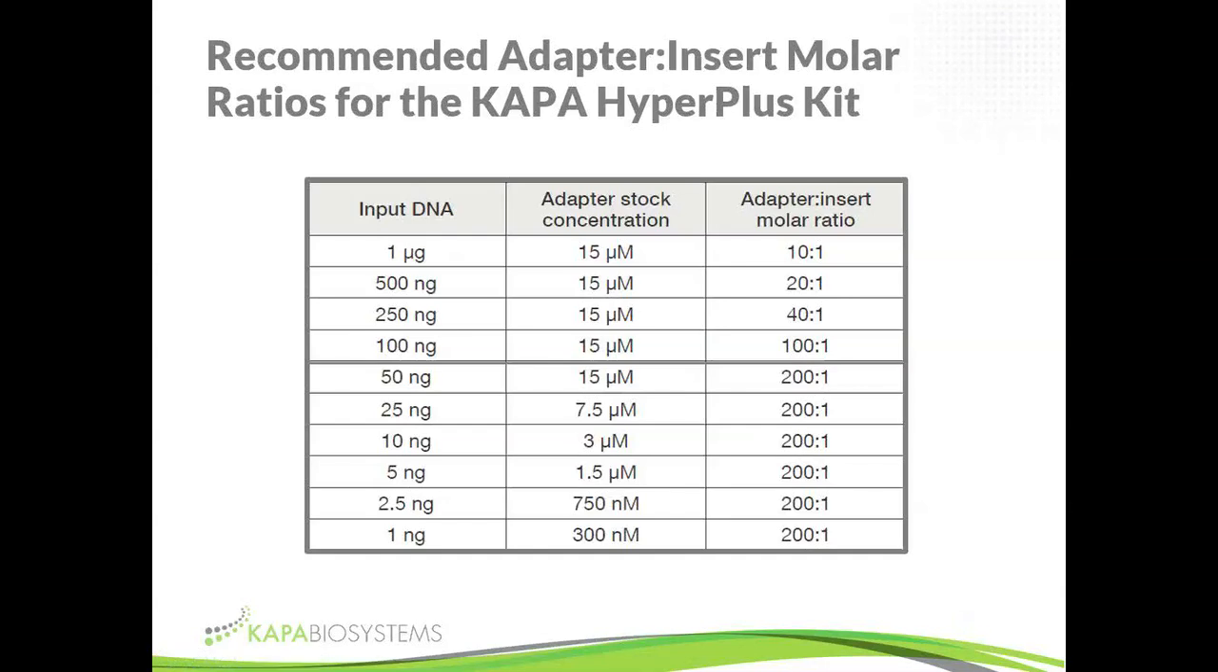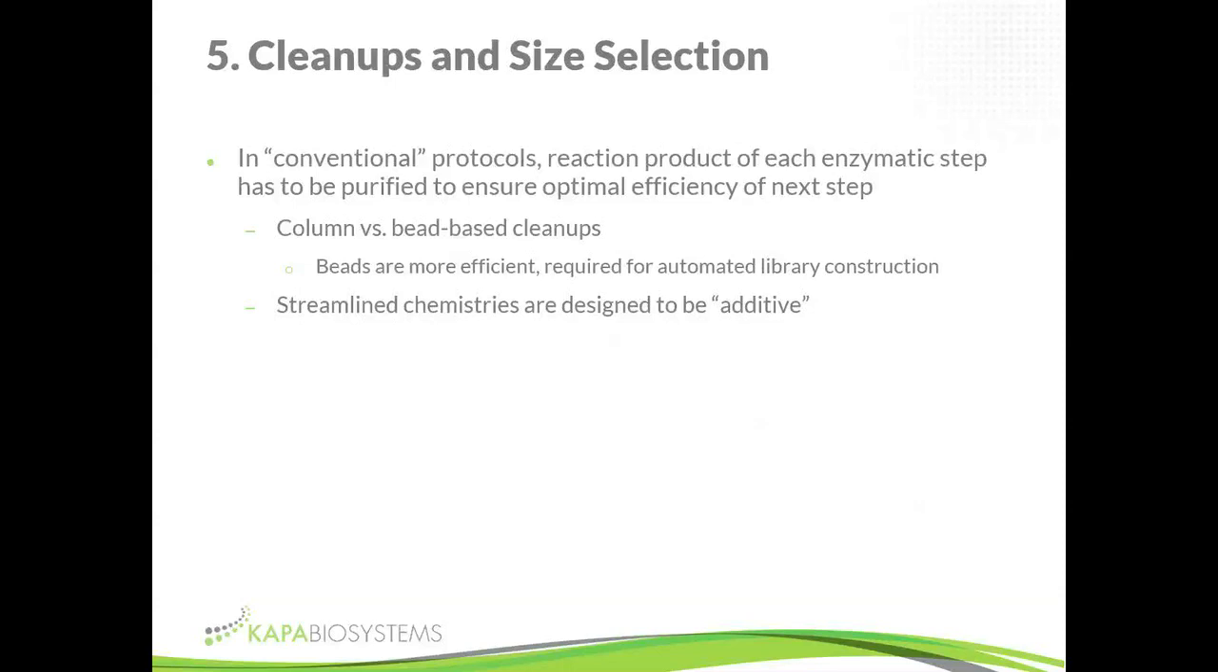Number five, cleanups and size selection. So as we discussed before, in conventional protocols, the reaction product of every enzymatic step is purified for the next step, and it's critical. So with conventional protocols, you can't add the A-tailing buffer and enzyme to the end repair reaction. Those enzymes don't like being in the same tube, and it makes everything really inefficient. So in conventional protocols, there has to be a cleanup between every enzymatic step.